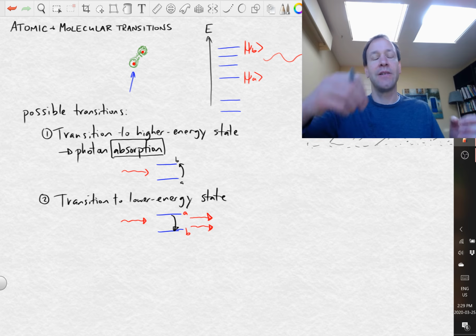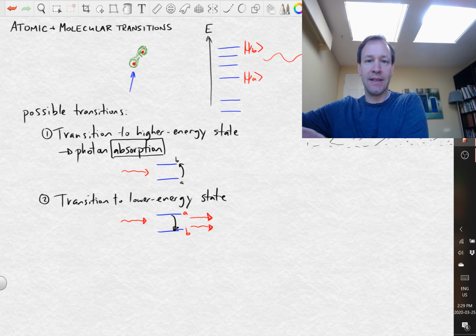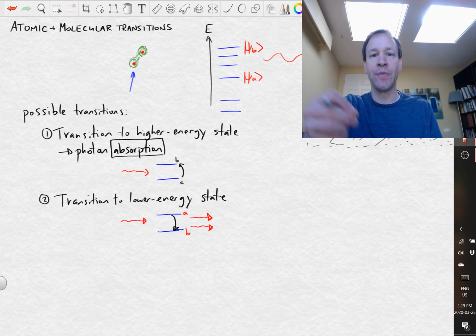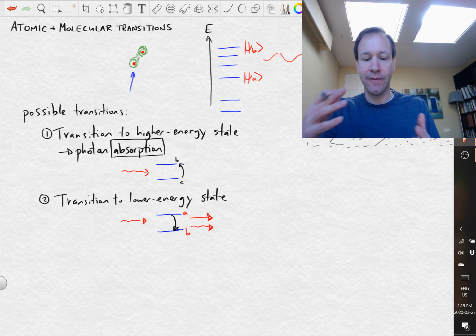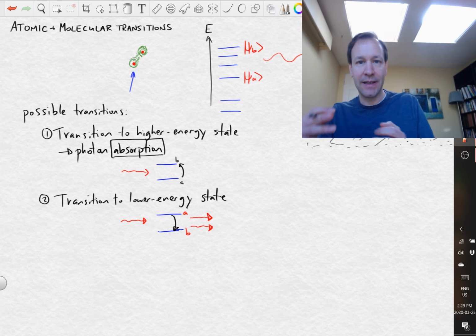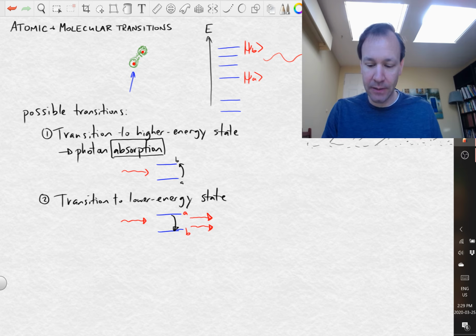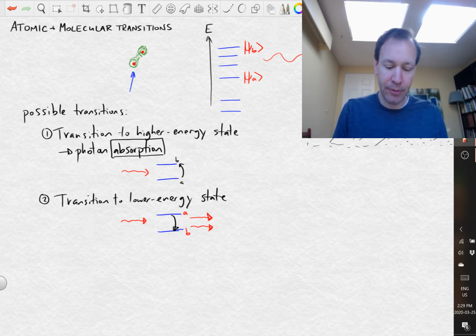And if you do make that transition down, what happens is that now you have an extra photon. The energy from the atom goes into making another photon. And so you have one photon going in, two photons coming out. Okay, and so this is the process that we call stimulated emission.